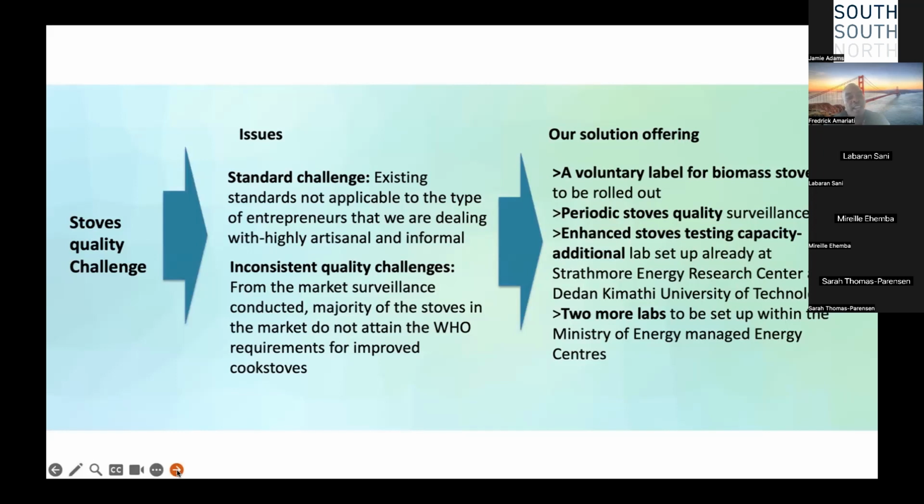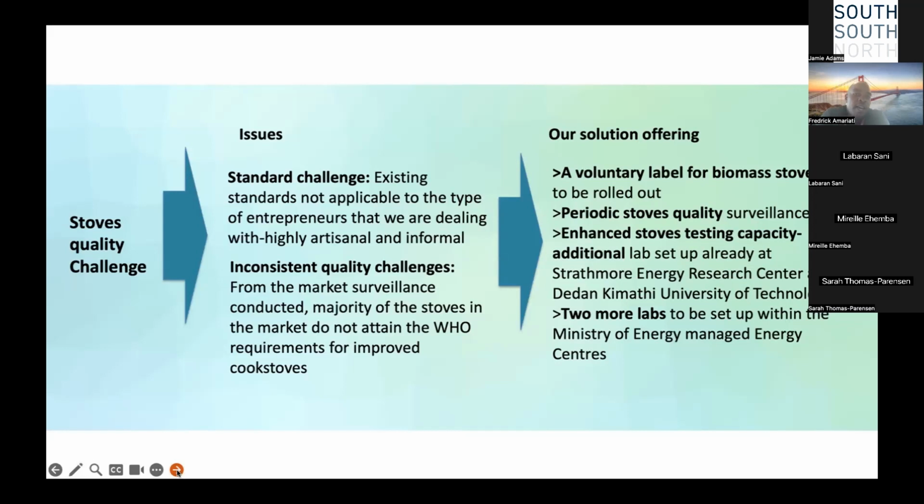And we realize very few of these meet the WHO requirements on issues around emissions, etc. So what we're offering as a project is we're working on what we're calling a voluntary label for biomass stoves, which we are currently working to roll out in Kenya. And then we're doing what we're calling periodic stove quality surveys or surveillance using the additional stove testing labs that we have. This is becoming easier for us. And with the two, actually now the four ones we are done, we realize the sector in Kenya will be at a point where we no longer have the same challenges we had.